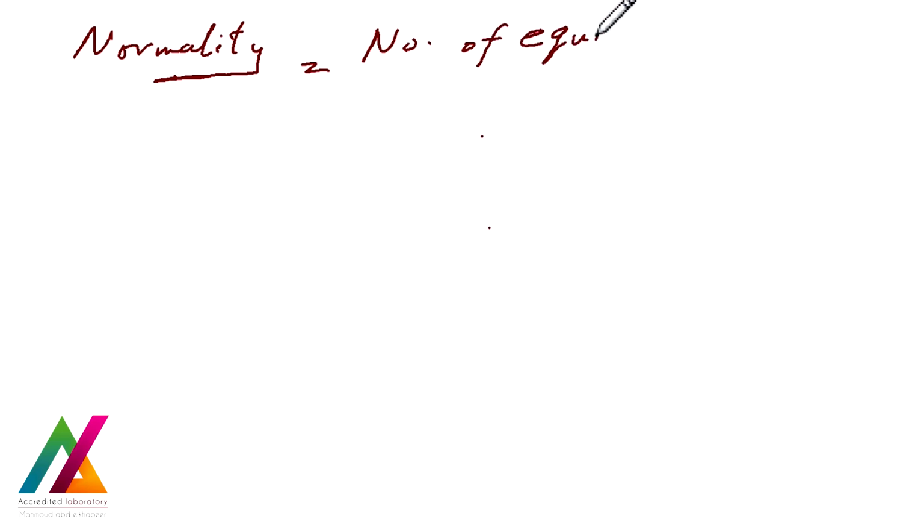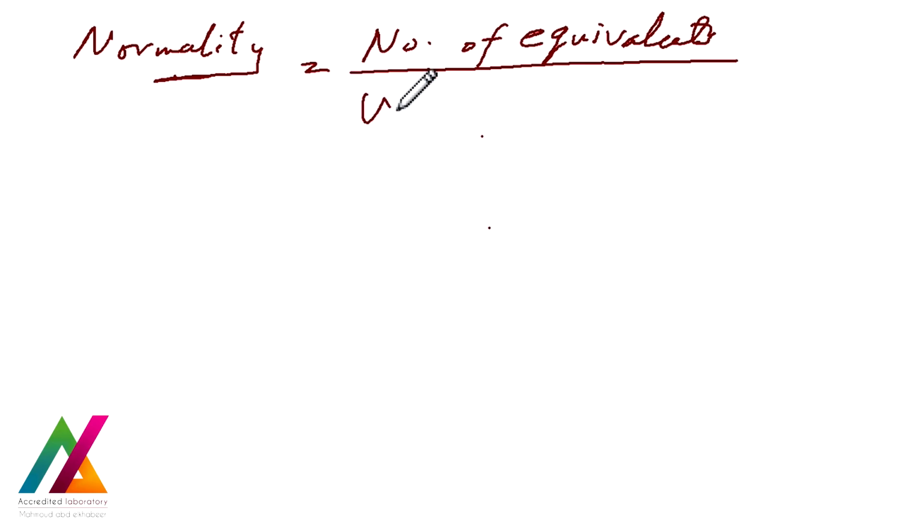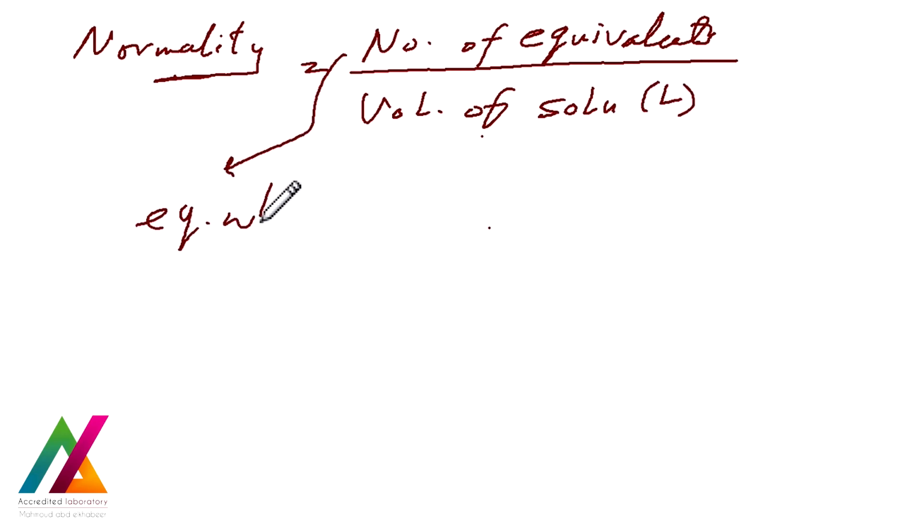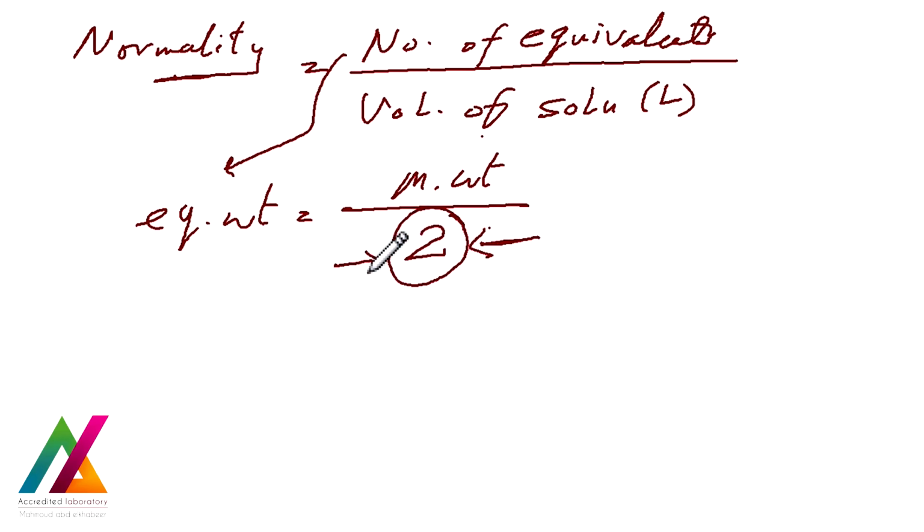So normality is equal to the number of equivalents of solute, or equivalent weight, divided by the volume of solution in liter. Equivalent weight is equal to molecular weight divided by the number of acids or bases, which is 2, the number of hydrogen atoms in case of H2SO4. Now we can go back to our question. How do you prepare one normal H2SO4?